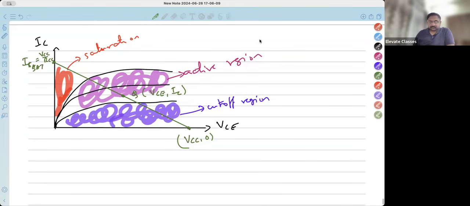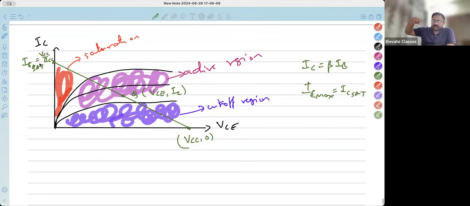Okay, so we have this relation, right? IC is equal to beta times IB. How much will this amplify? Unlimited? No. There is a maximum limit for IC. IC maximum is called IC saturation. And what is the IC saturation value? It will be VCC upon RC for most transistor configurations. And I have taught you how to calculate this value also.